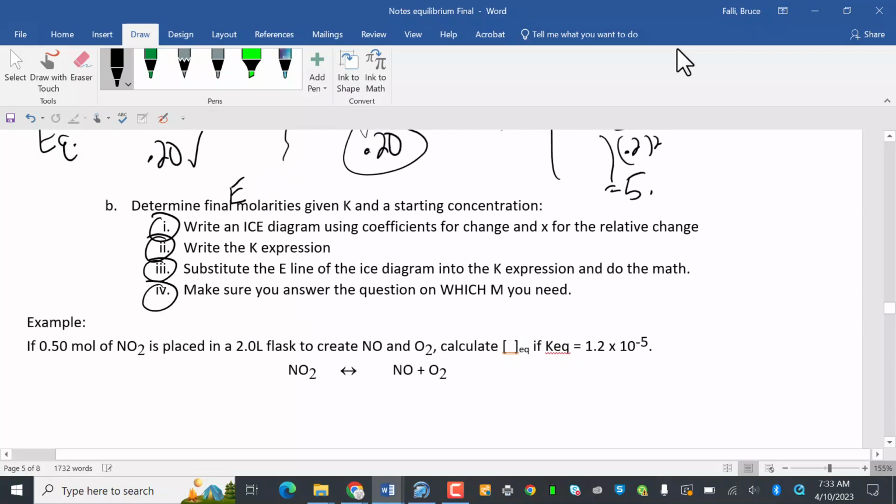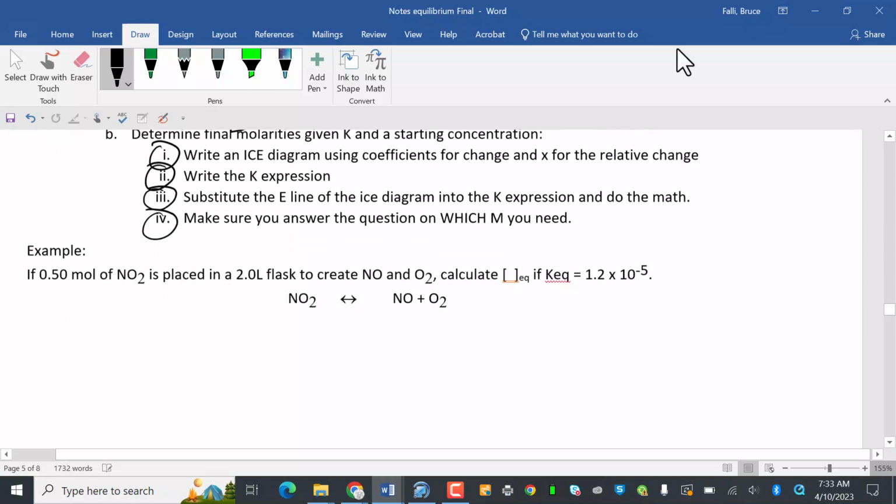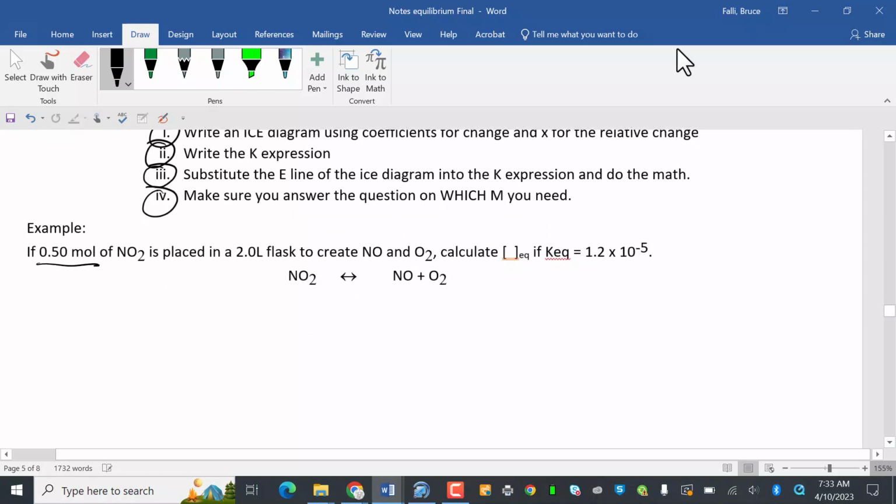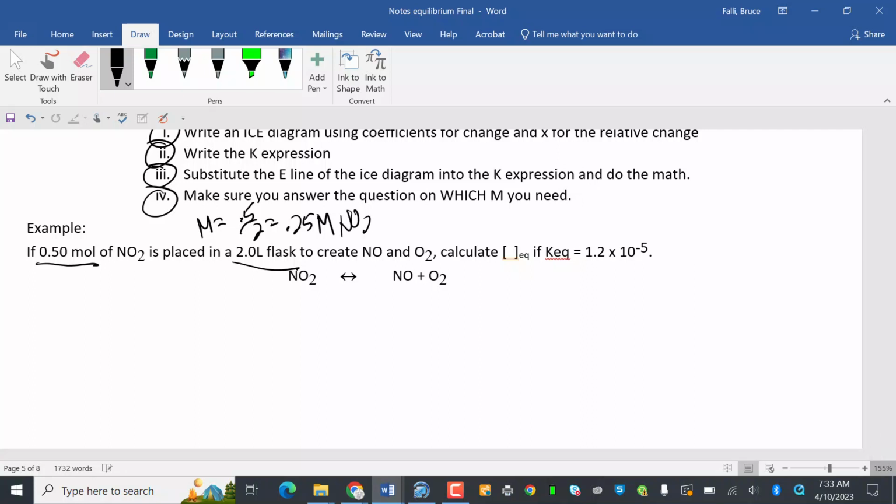So, okay, first of all, you notice I was evil. I'm focused on my numbers, moles and liters. So that means molarity is moles over liters, 0.5 over 2. So that's 0.25. I'm going to use my calculator for that, 0.25 molar. And that's NO2. And O2. Calculate the equilibrium concentration if K equals 1.2 E negative 5.